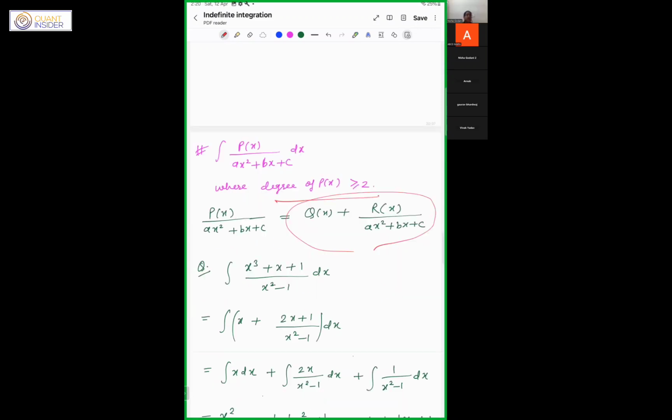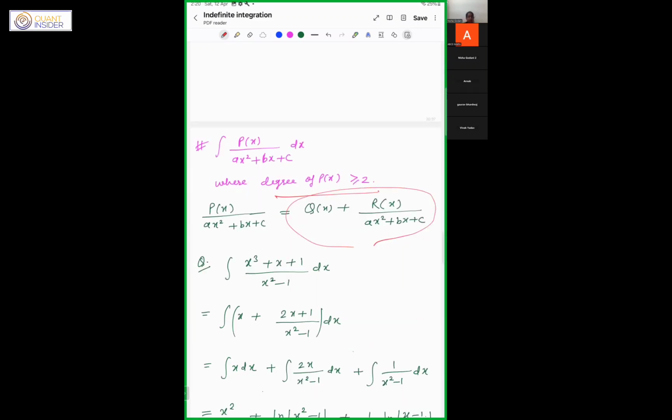Then this rx upon ax square plus bx plus c can be integrated by using the formulas that I discussed before. So you can see in this, if you divide x cube plus x plus 1 by x square minus 1, you will get this.